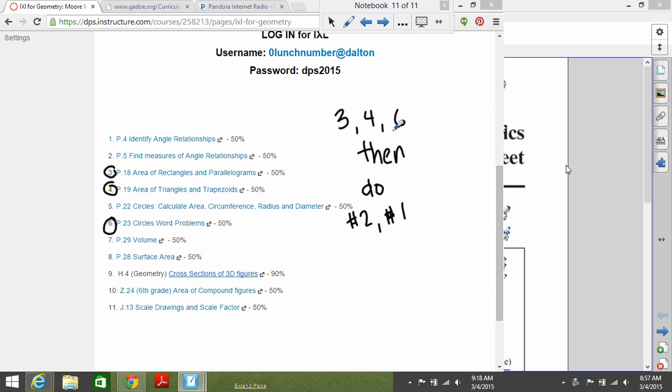Most people last period they finished. And a lot of people got done with 2 and 1 as well. So these don't take long. You're only going to 50%. Use your orange sheet for scratch paper. Make sure you sign in. Use your formula sheet. Does everybody understand? You may begin.